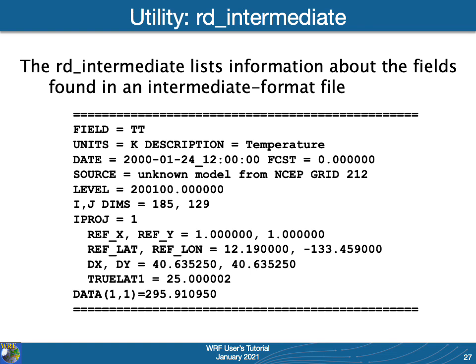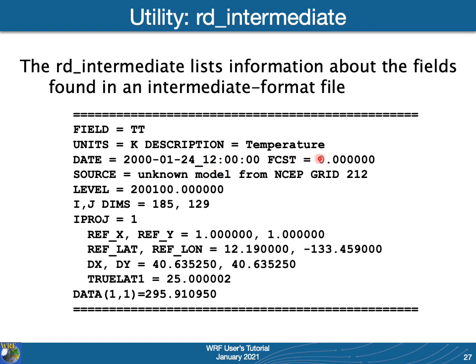The next utility is one called rd_intermediate. The rd here stands for read. So this is a utility program that simply reads an intermediate file and prints to the terminal screen a summary of all of the fields found in that file. So for example, we can see that the intermediate file here contained a field named TT, which was in kelvins, and it happens to be temperature. The valid time for this temperature field is 2000 January 24th at 12 UTC.